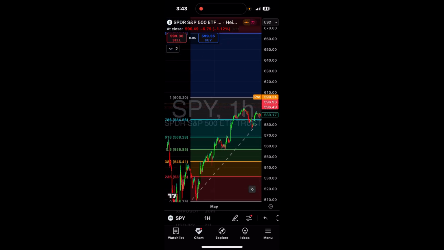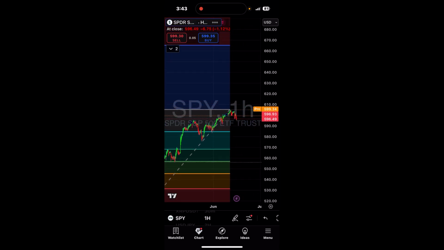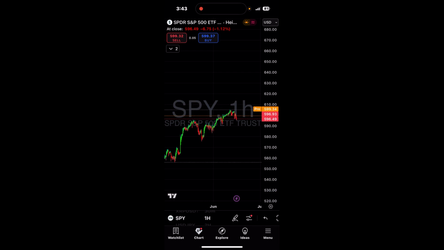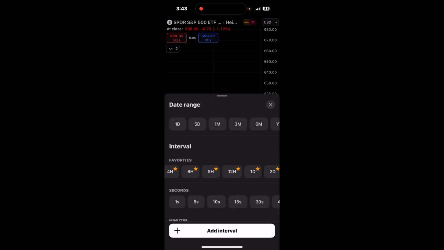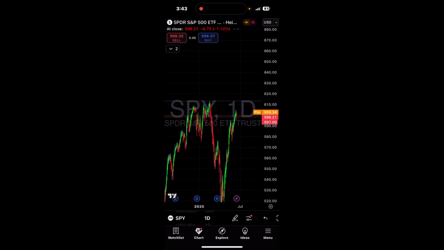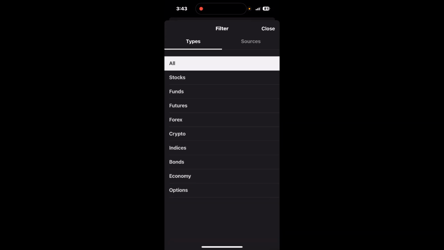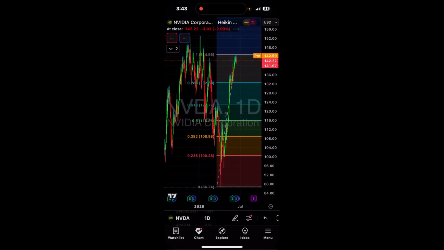So that's SPY real quick, but I want to look at a couple other assets, and we want to do the same thing. We're going to go back to the day, and let's look at a couple stocks. Let's look at NVIDIA.